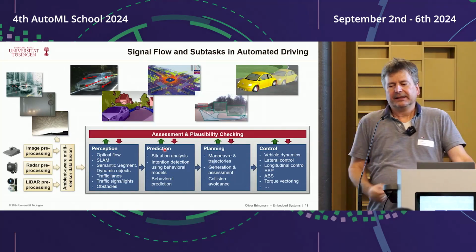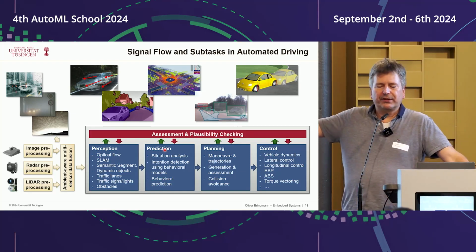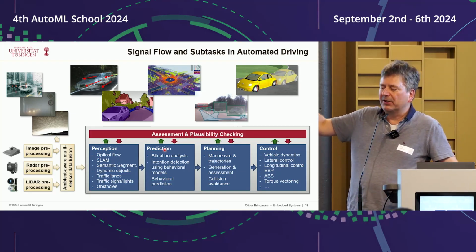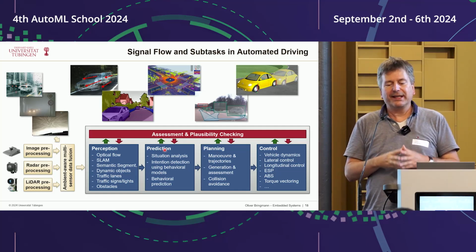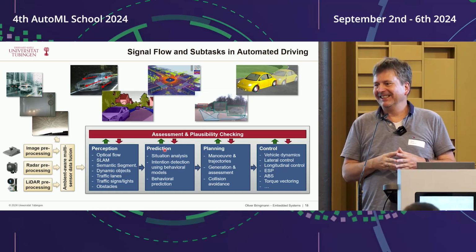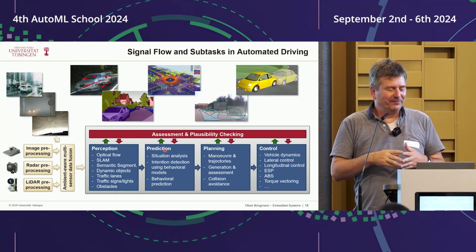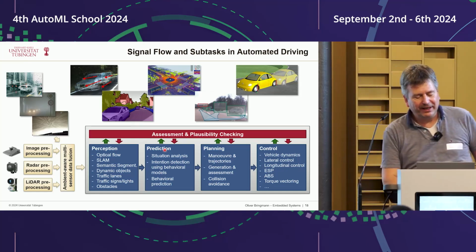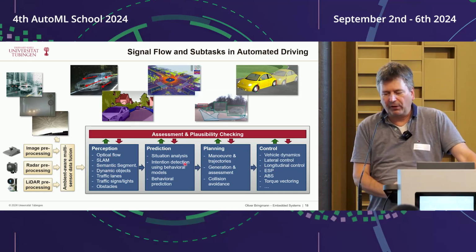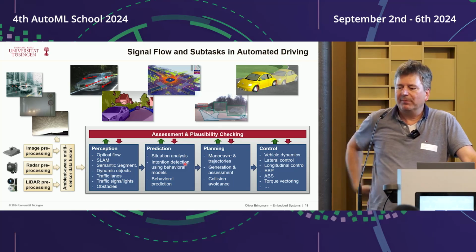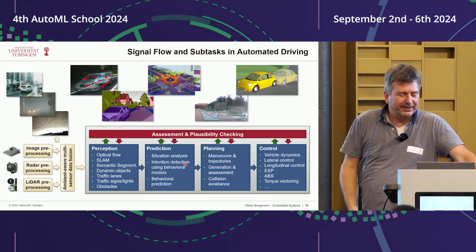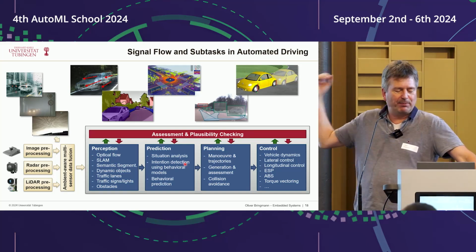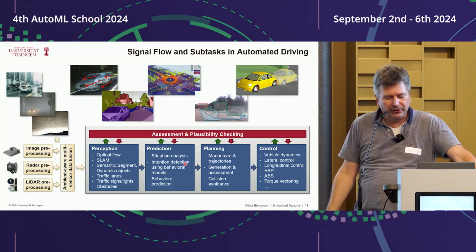I don't want to teach automated driving, but I would like to highlight that automated driving is more than just perception. That's probably very often misunderstood. We have basically four basic blocks in a chain. One is perception, of course. The other is prediction. The next one is planning. And the last one is control.